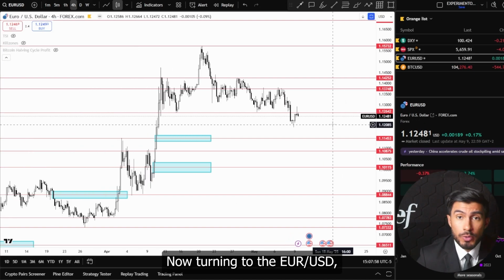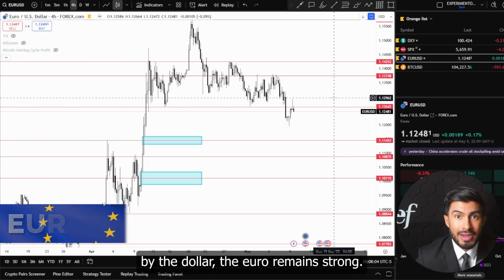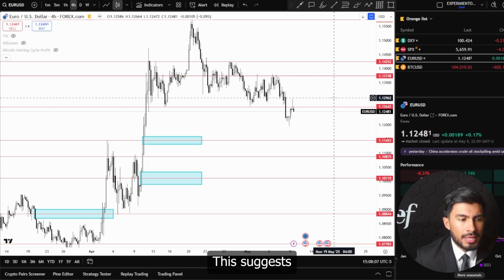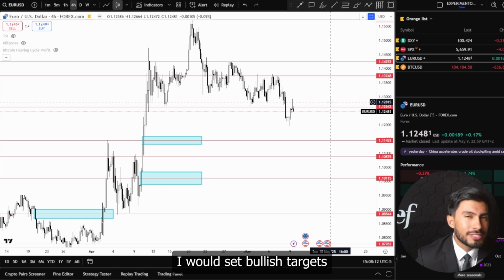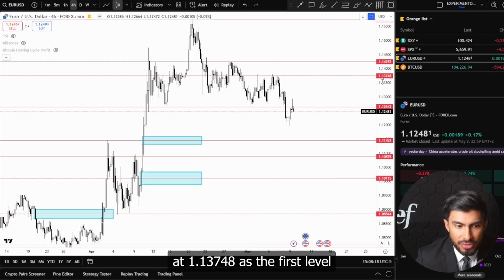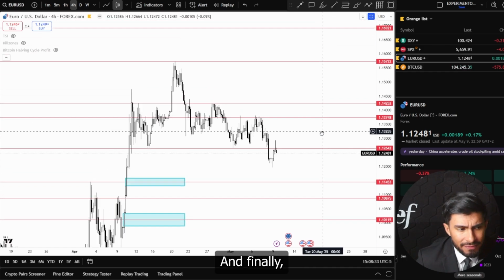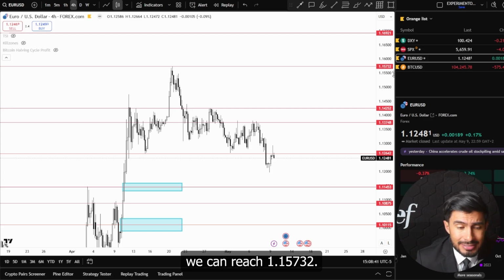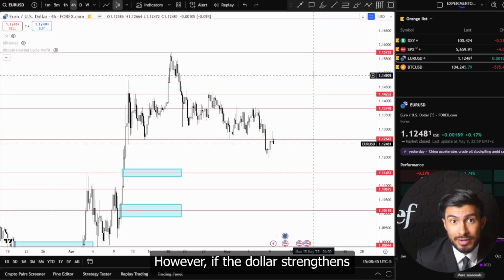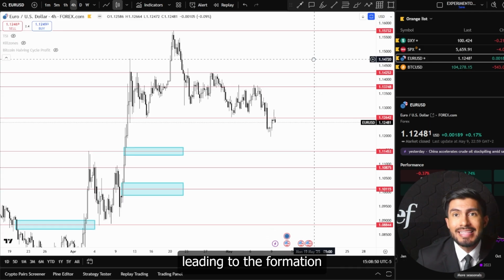Now turning to the Euro USD, we are in a scenario where, despite the recent recovery by the dollar, the euro remains strong. This suggests that we could still be within a bullish structure. I would set bullish targets at 1.13748 as the first level, followed by 1.1425. And finally, if we can keep this bullish momentum, we can reach 1.15732. However, if the dollar strengthens significantly, it's likely the euro will start to lose momentum, leading to the formation of a bearish structure.